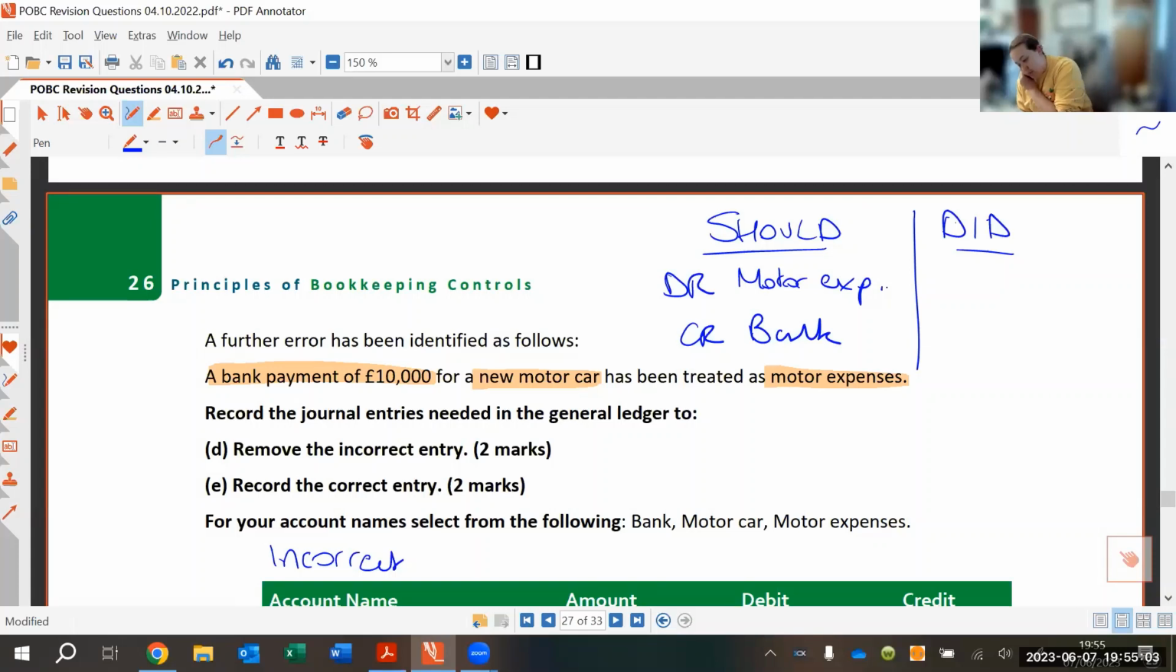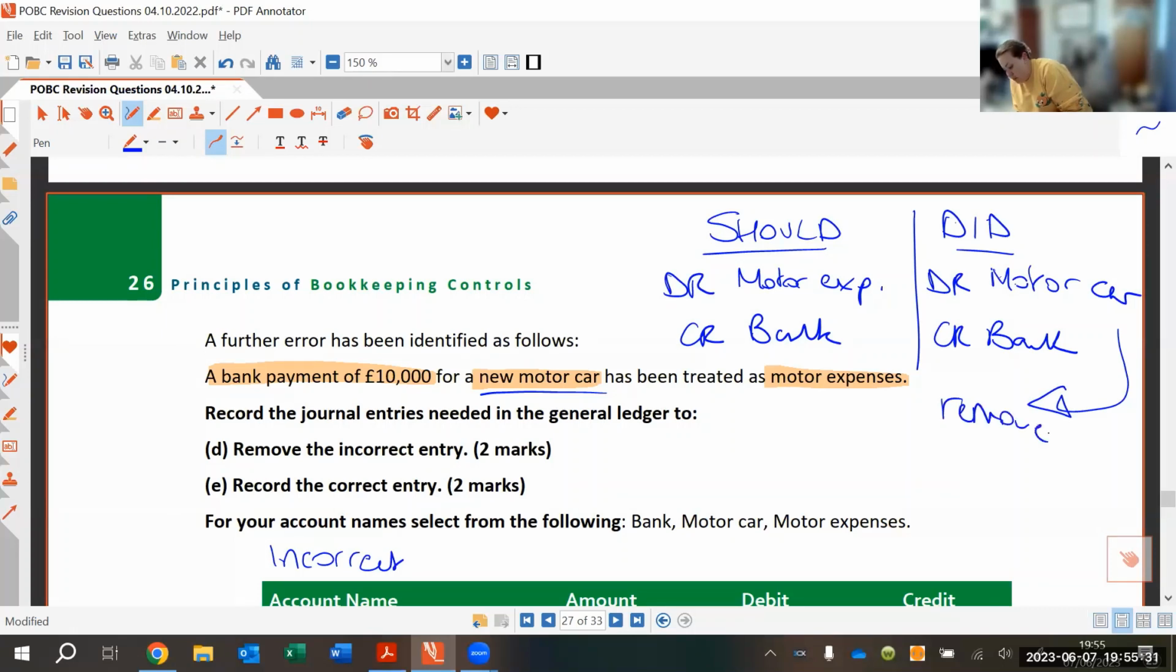What have they actually done? The credit to the bank has happened because there's no mention that that wasn't done correctly. The issue is that they've recorded it in the motor car asset account. So what we need to do is remove that. So that's what we're going to take out in D, and then this is what we're going to do in journal E.